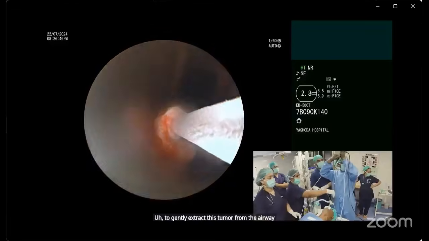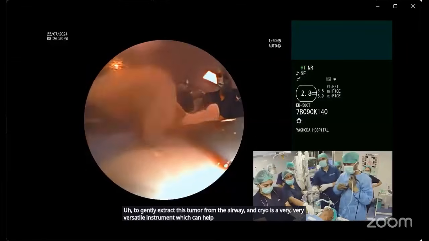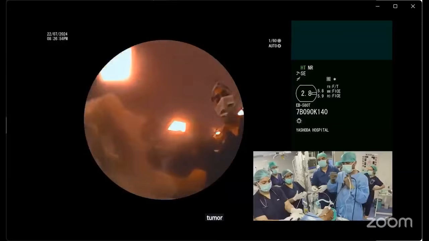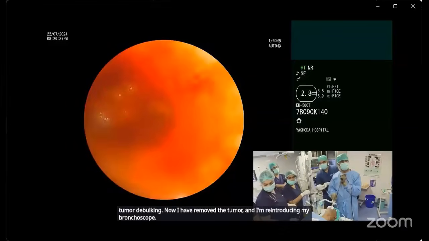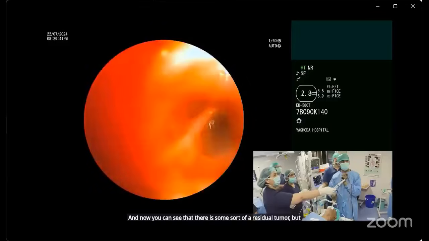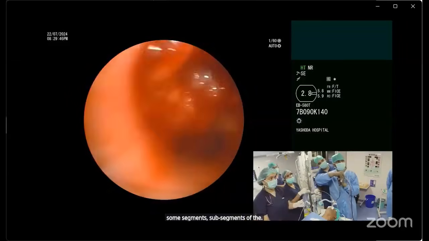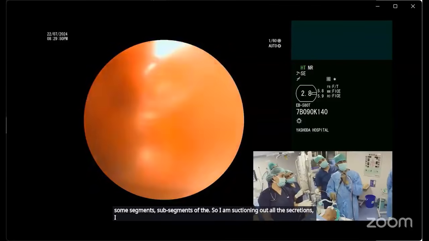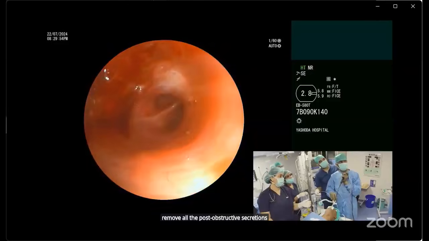Cryo is a very versatile instrument which can help in a lot of steps in interventional procedures involving tumor debulking. Now I have removed the tumor and I am reintroducing my bronchoscope, and you can see that there is some residual tumor, but we are able to recanalize some subsegments of the airway. So I am suctioning out all the secretions, and instilling some saline to remove all the post-obstructive secretions present inside the airway.